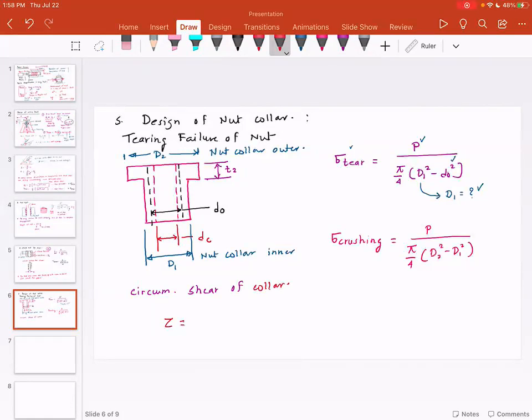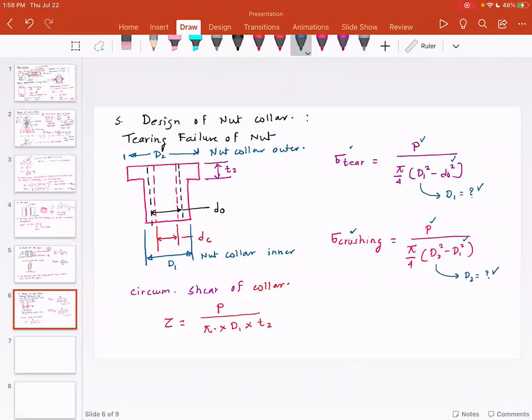So this is tau equals P divided by pi times D1 multiplied by T2. So please note, in this equation, P is given to us. D1 we found out from the previous step. Crushing strength is given to us, so the only unknown is T2.